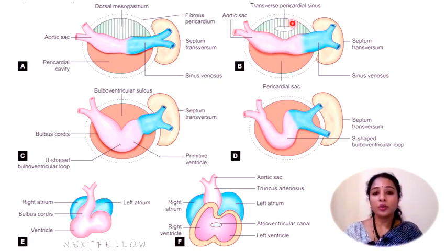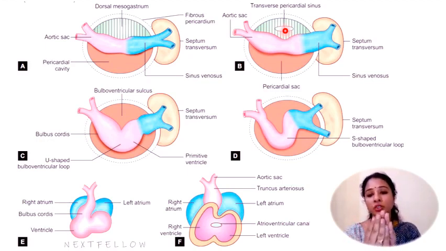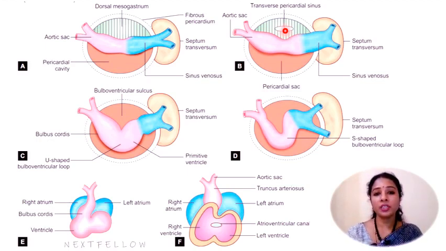Because of the looping of the heart tube, the caudal sinus or the venous end turns posteriorly. The venous end goes posteriorly and it gets absorbed into the developing heart, forming the smooth posterior part of the atria, especially the right atrium. The posterior part of the left atrium is formed from the absorbed part of the pulmonary veins. So this is the basic idea about the looping of the heart.